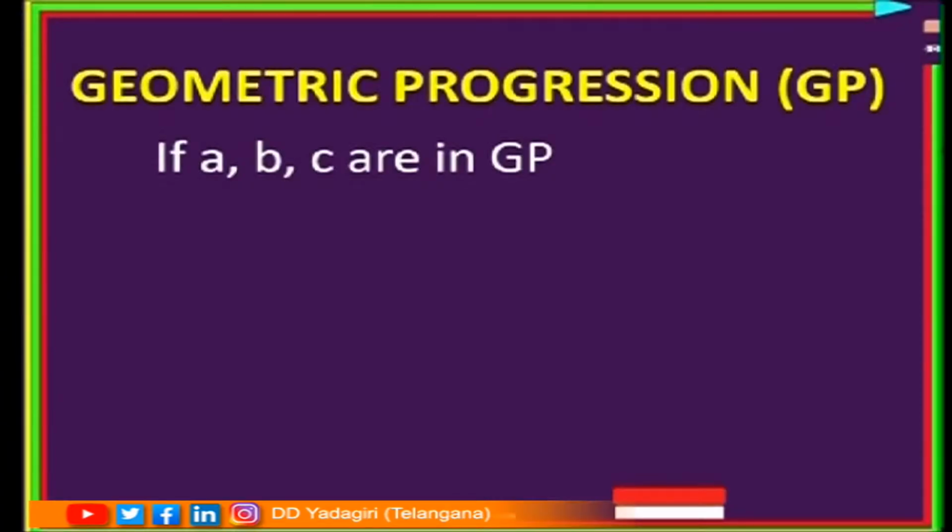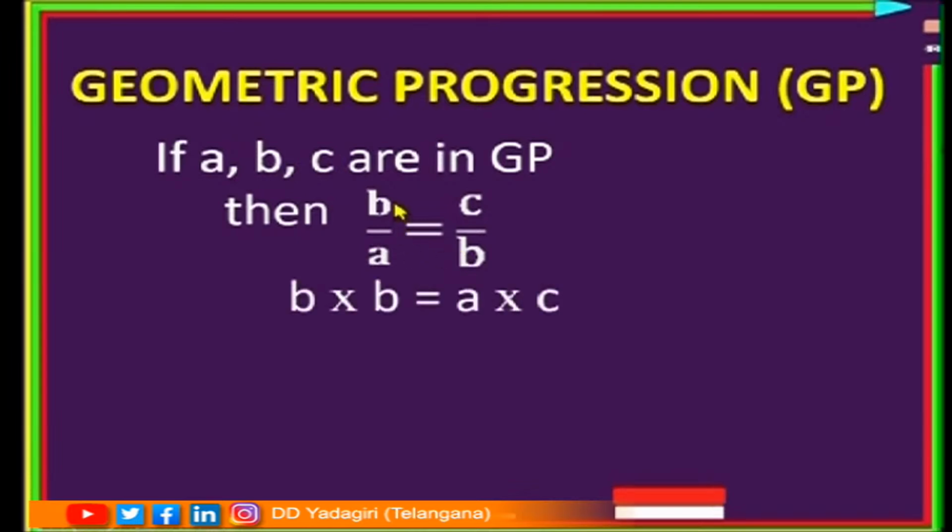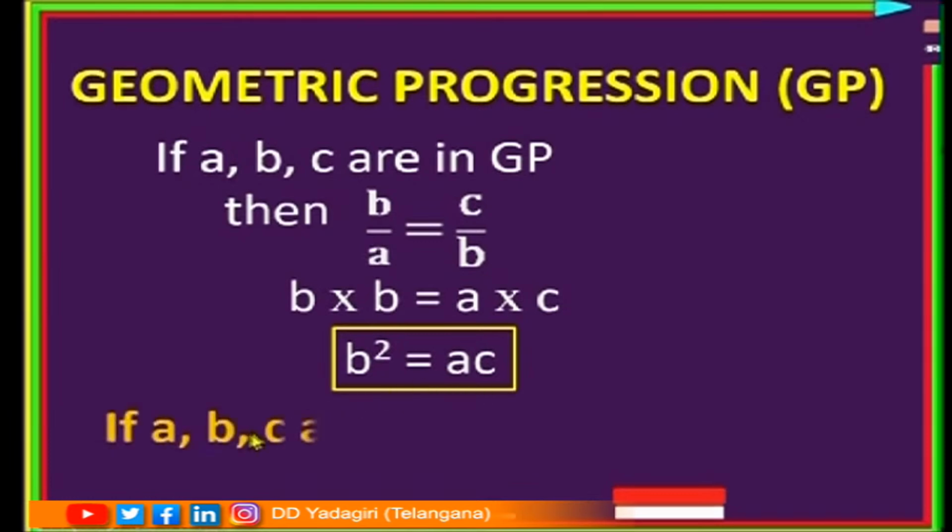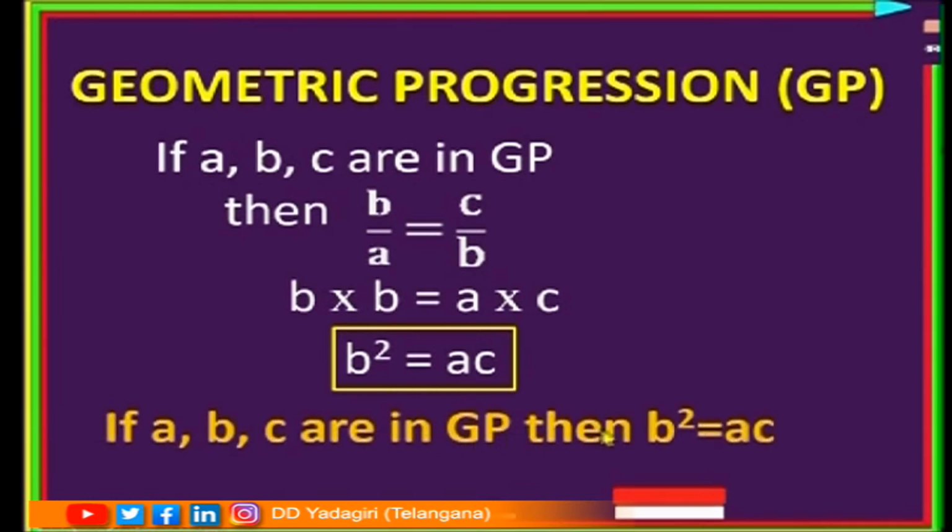We are going to find the relation between three given terms which are in GP. Let us take A, B, C in geometric progression. If they are in GP, the common ratio should be the same. That means B by A is equal to C by B: second term by first term is equal to third term by second term. Cross multiplication gives B into B is equal to A into C, so B square is equal to AC. This is the important relation we should remember: if A, B, C are in GP, then B square is equal to AC.